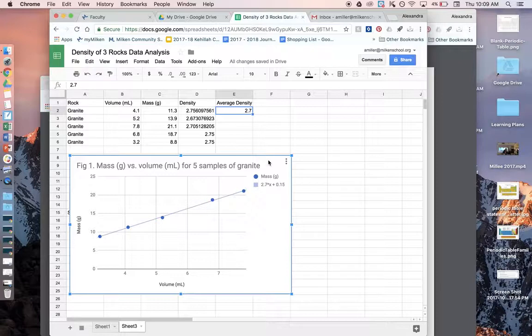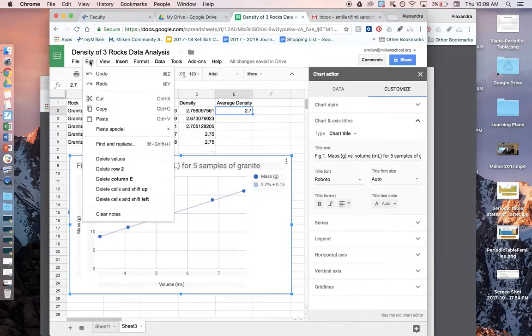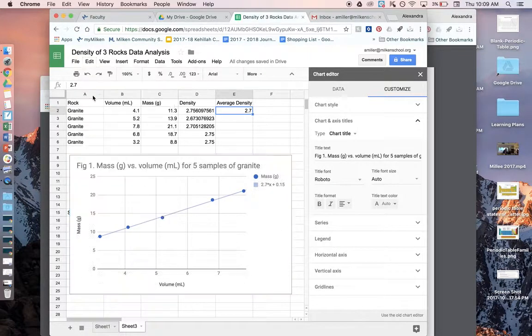And that is all you really need to know about how to make and edit these graphs. You can copy and paste these graphs. If you select edit and then copy, or edit and cut, you can cut this graph and paste it into your lab, or you can drag it and drop it, okay? So that should help you form graphs for your lab.